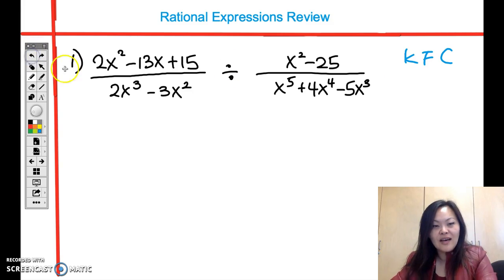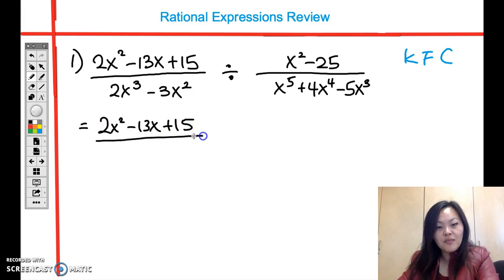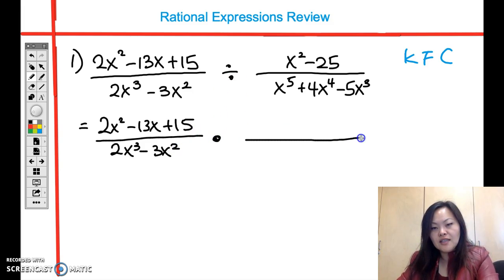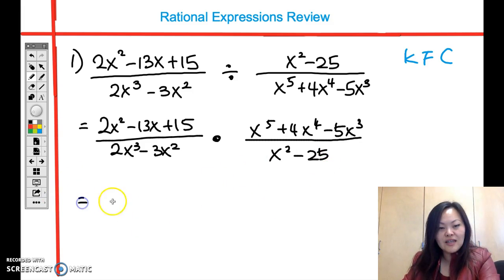So let's go ahead and do that first. Just have to rewrite it. So I'm just copying the first part. There's nothing different. The back, I'm changing it to multiplication, and then I'm flipping, right? So x to the 5th power, this one comes on top. You notice how the bottom is now on top. Now the top goes to the bottom, right? So now we're ready to factor.